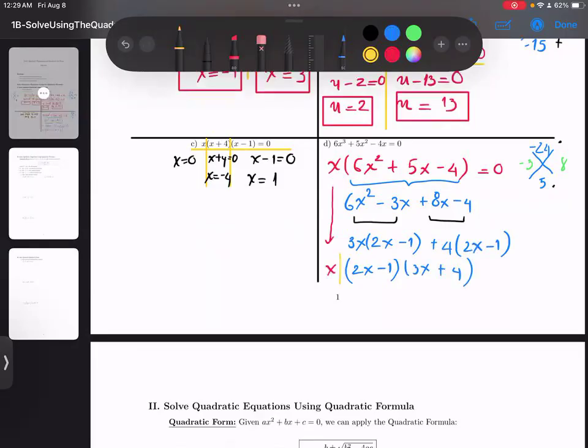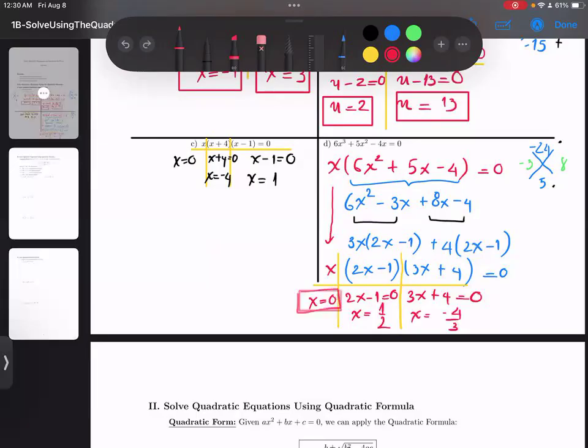And now we have, this is not quadratic. I don't know why they do this from your book. All right, so here x equals 0, 2x minus 1 equals 0, 3x plus 4 equals 0. So x equals what? 1/2, right? x equals negative 4/3. And x equals 0 is x equals 0. Just box them up.